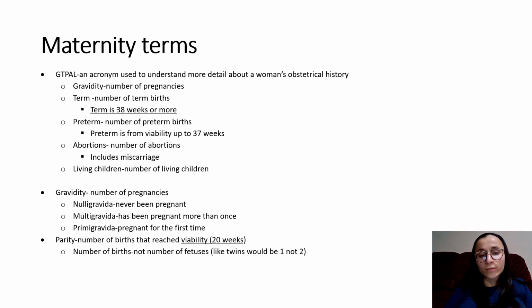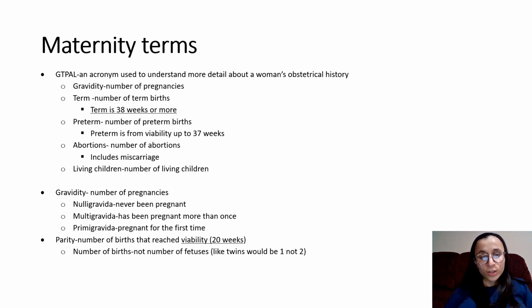Preterm is the number of preemie babies. Preterm is basically from viability up to 37 weeks. Like we said, 38 weeks and on is term, so preterm is before that, but it has to be from viability. Viability is the age where the baby could live out of mom, out of the uterus. Obviously, it will need the NICU and will be sick, but it's a living being. So viability is 20 weeks. Just remember that, 20 weeks viability.